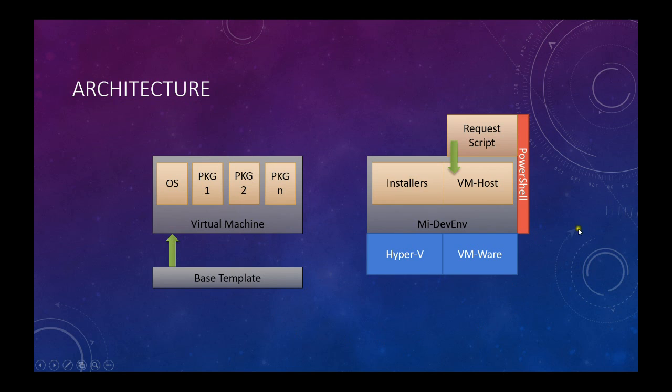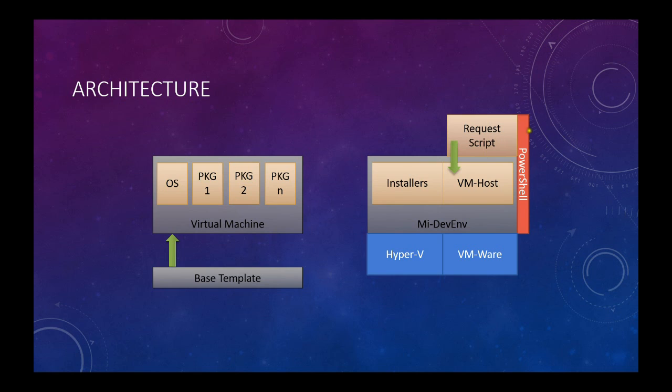In order to do that, we basically have Mi-DevEnv in the middle here as the kind of tool set at your disposal. And at the moment, the best way to drive Mi-DevEnv is from what I'm calling a request script. That's the script which you can run, which will remove a virtual machine if it already exists, and then create it and install all of your software.